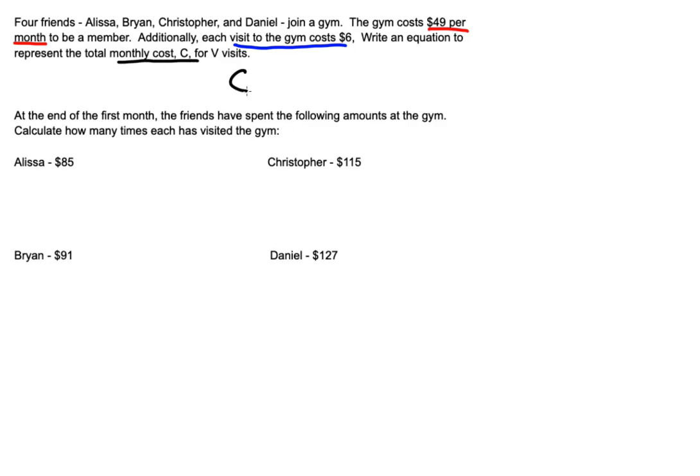So what does C equal? Well, C equals that $49 per month. Even if you never go to the gym, you've got to pay $49 per month for the gym. But then plus that, you end up having to pay $6 a visit.